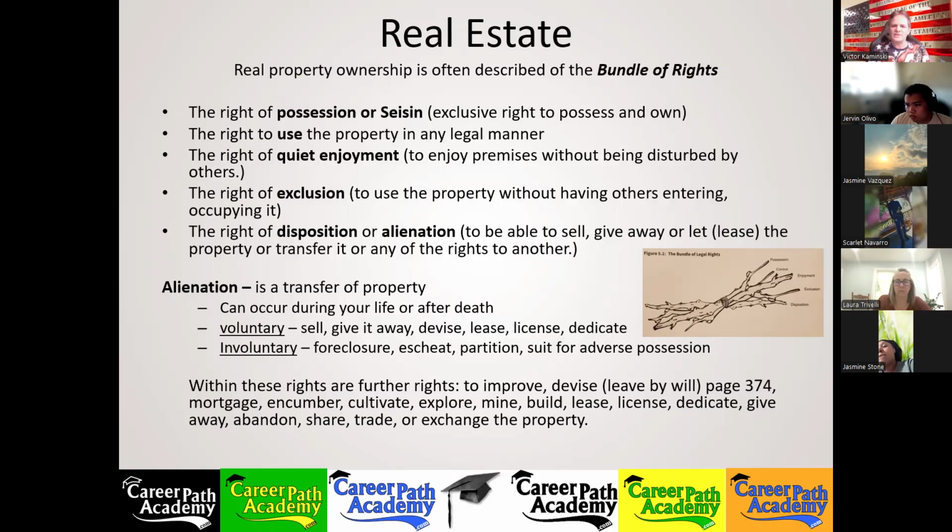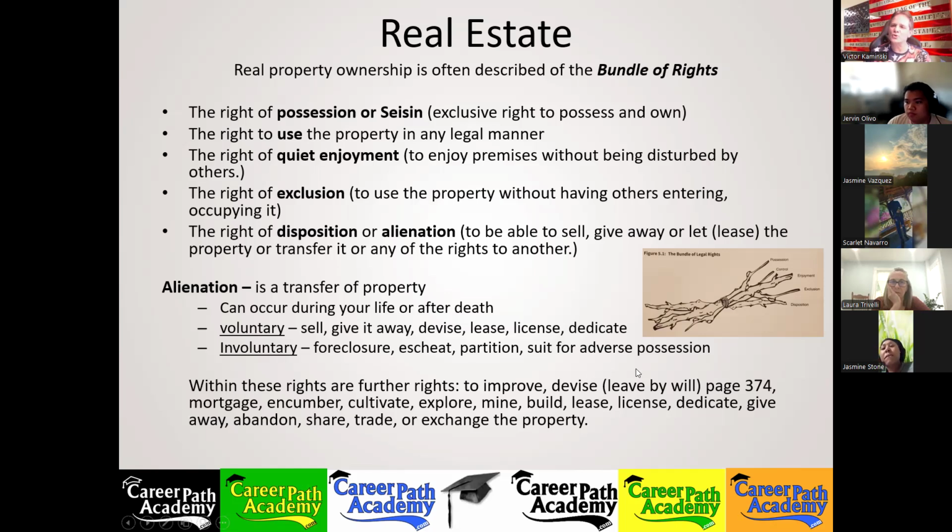And then lastly, we have a suit for adverse possession. Some people refer to this as squatters' rights, even though squatters don't have any rights. This is meant mainly for farmland and such. These are old laws that were put into place to make sure all land that's available for public use is being fully utilized. And most importantly, the tax dollars are being paid for it. So that's another form of involuntary alienation.